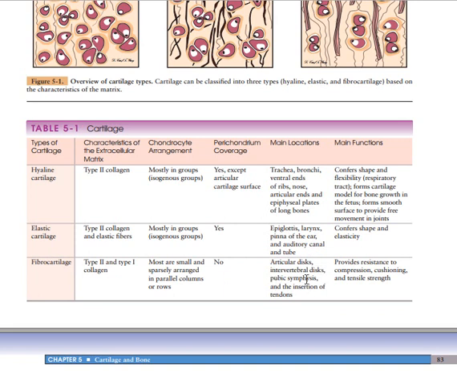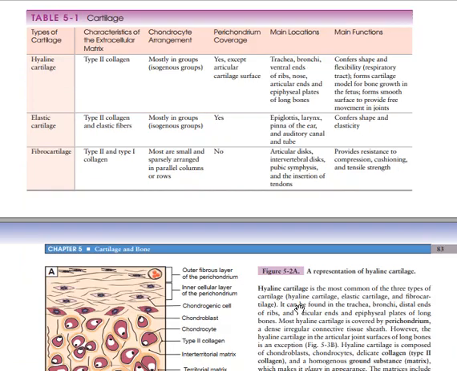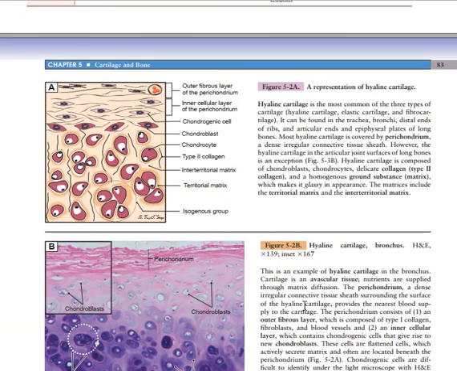the insertion of tendons. Now, the main function of hyaline cartilage is to confer shape and flexibility, form the cartilage model of bone and ground substance, and produce a surface that provides free movement of joints. Yet it only confers shape and elasticity for elastic cartilage, and for fibrocartilage it provides resistance to compression, cushioning, and tensile strength.